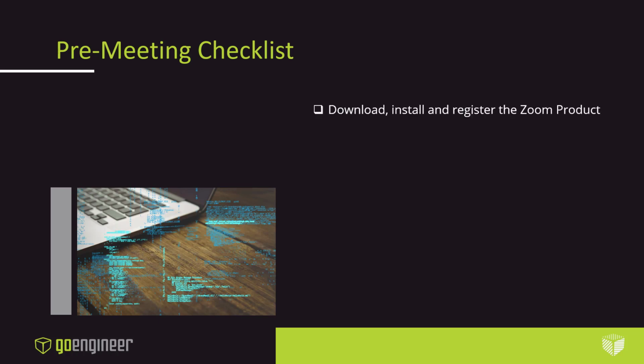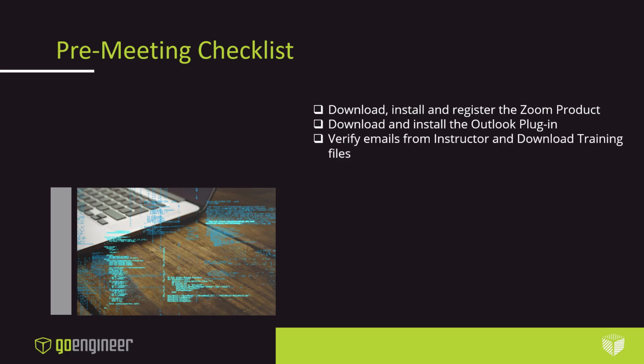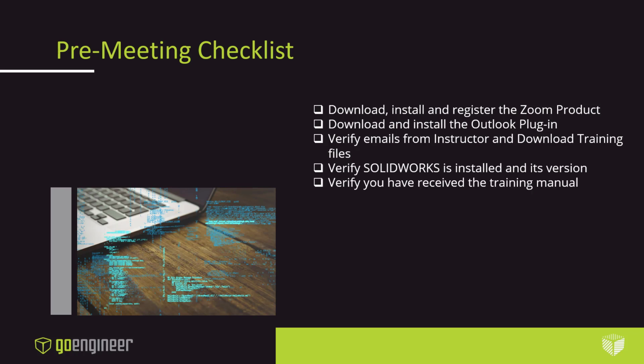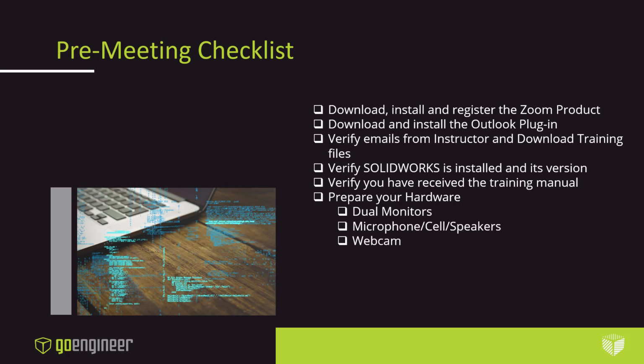So let's do a quick recap. Download, install, and register the Zoom product. Download and install the Outlook plugin. Verify the emails from your instructor. Verify your SOLIDWORKS version. Verify that you've received your training manual. Prepare your hardware. Use dual monitors if possible. Microphone, cell phone, and speakers are working. That you have a webcam so we can see you. And if necessary, make sure that you have Zoom installed on 2 devices if you need to do a dual Zoom login.